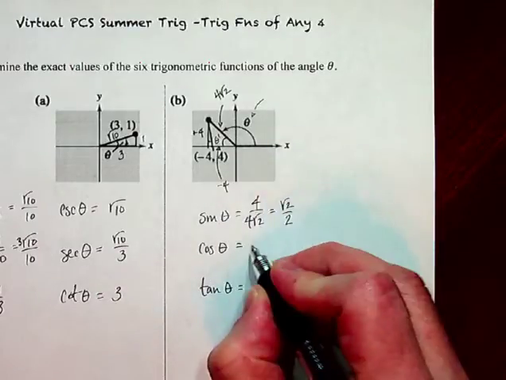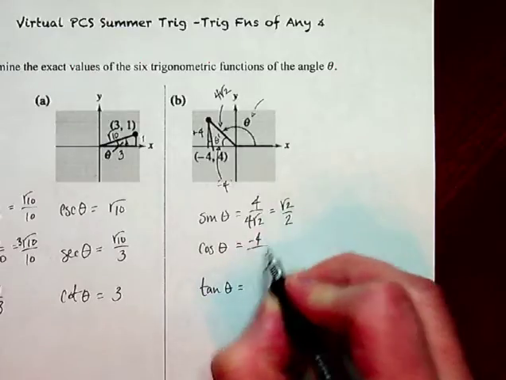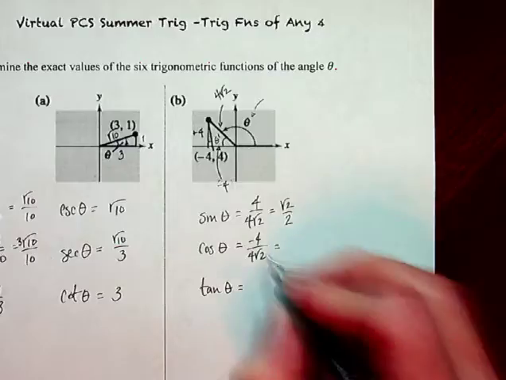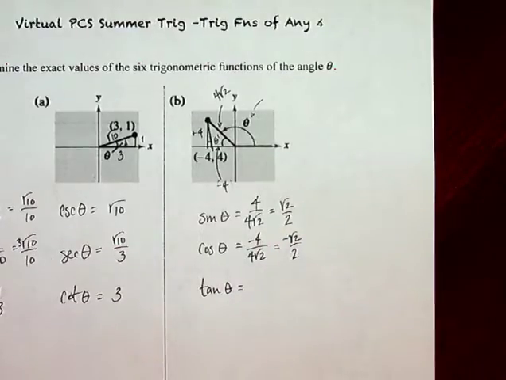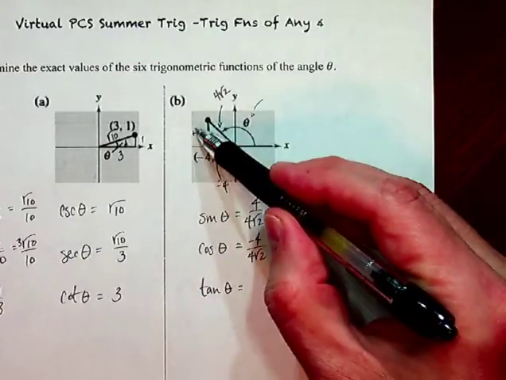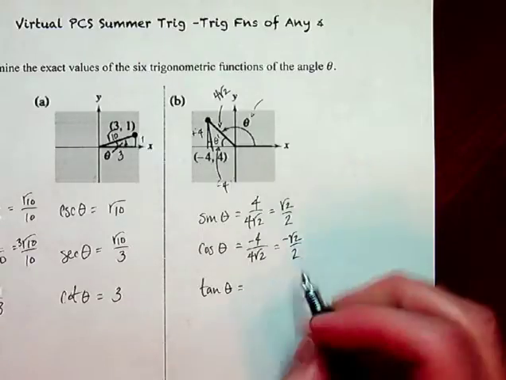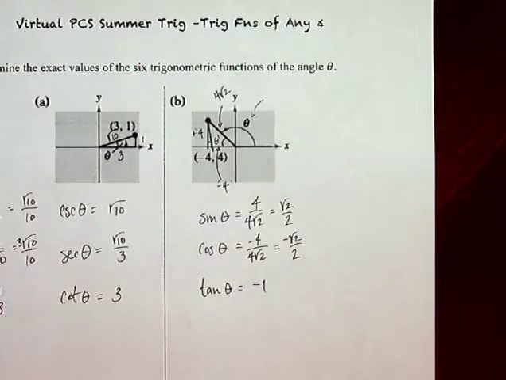Cosine is going to be this adjacent right here, -4 over the hypotenuse, 4√2, which is -1 over √2, or -√2 over 2. And tangent is basically just this opposite over the adjacent, or if you want, just sine over cosine, which is going to be something over its negative, which gives me a tangent value of -1.